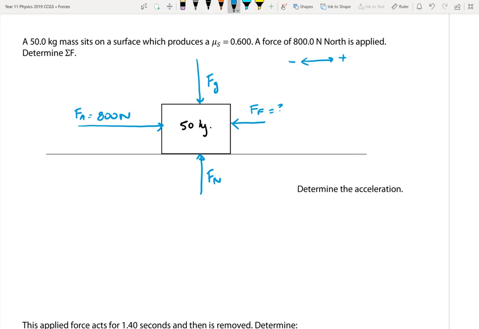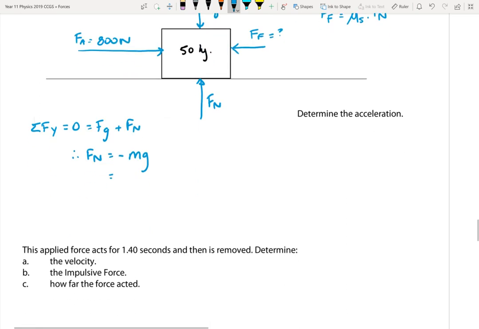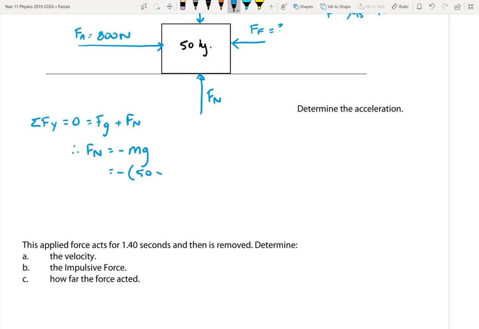Now, our force of friction equals mu_s times normal force. So here's the thing. We need to do a little side mission and go, well, I know the sum of all forces in the y equals 0, which is gravity plus F_n. Therefore, F_n equals negative mg, equal and opposite. So if I've got 490 newtons downwards, then my normal force must be 490 newtons upwards.